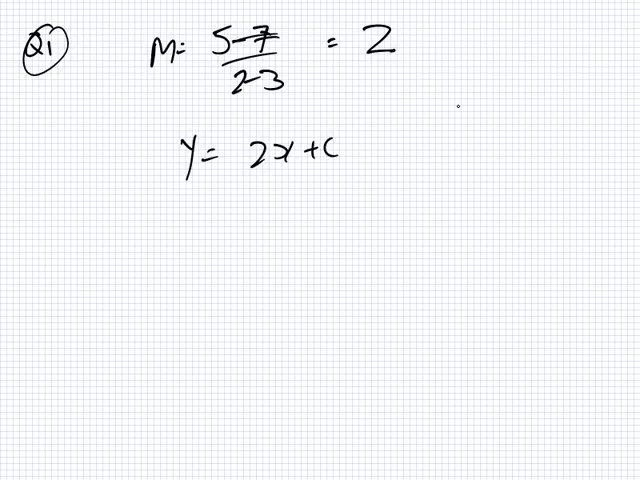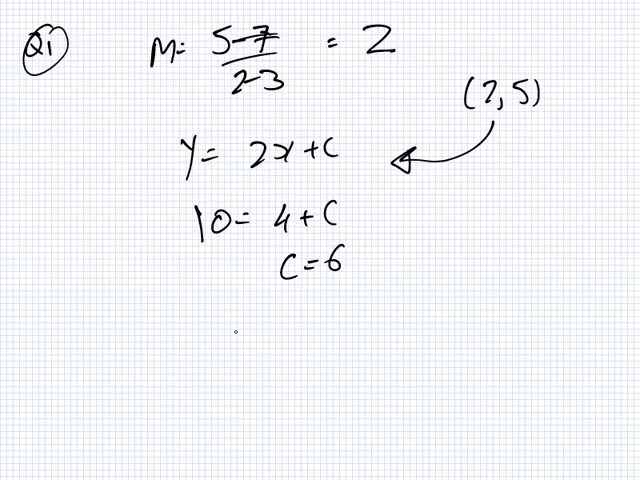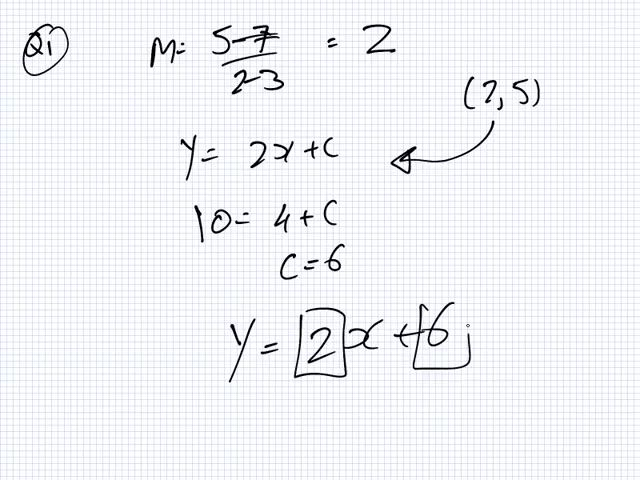We had m equals 5 minus 7 over 2 minus 3, which is 2. So you have y equals 2x plus c. Then you can take the point 2, 5 and put it in. So you get 10 equals 4 plus c. C equals 6. Yeah? Y equals 2x plus 6. So the answer was 2 and 6 then for the first one.